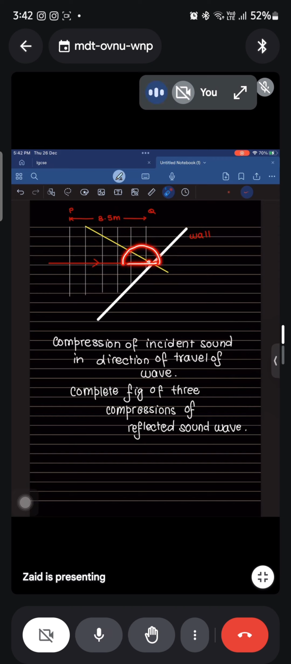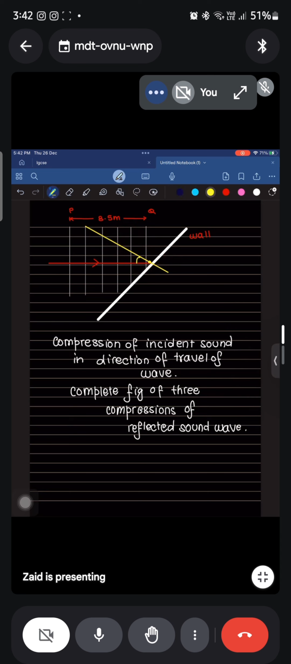Put the protector like this. Then the yellow line is not to be measured. The yellow line is to be drawn randomly. It is at 90 degrees to this. It is a perpendicular line. This is called the normal line.